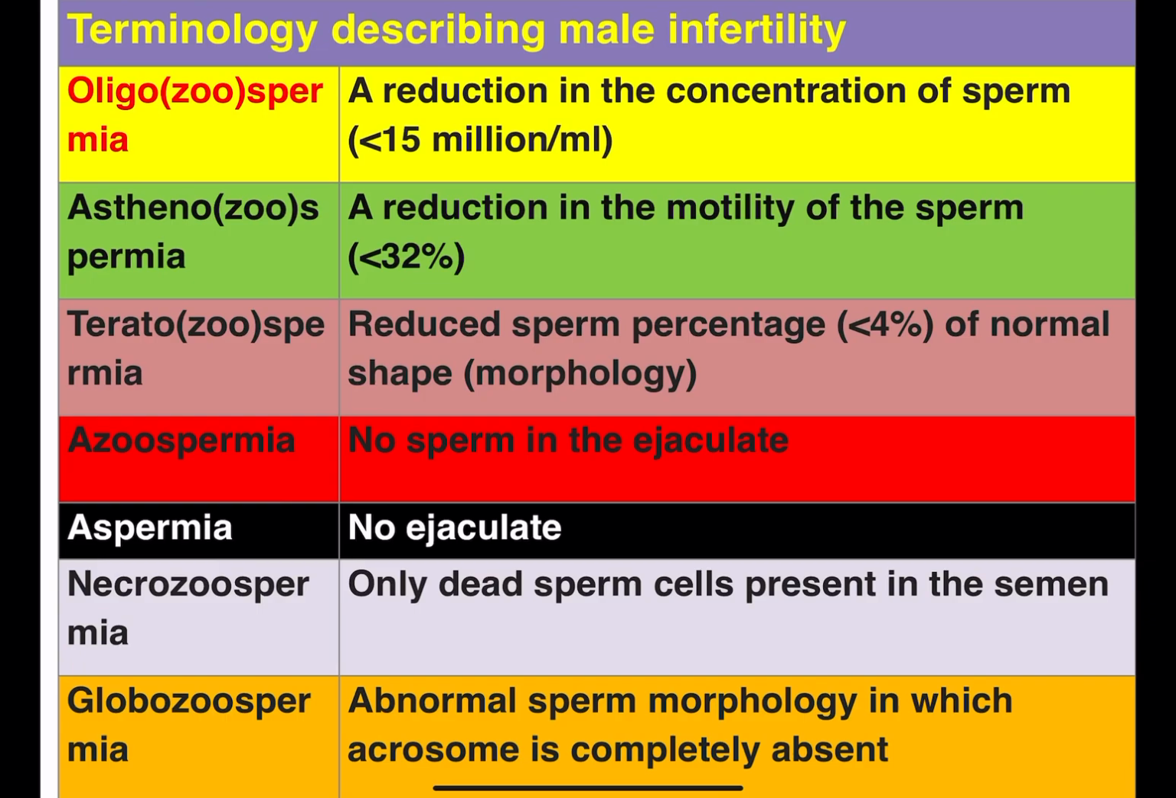Now, the terms that describe male infertility include the following. Oligospermia if the sperm count is less than 15 million per ml. Asthenospermia is a reduction in the motility of the sperm to less than 32%. Teratospermia means reduced normal morphology of the sperm to less than 4%. Azoospermia means there is no sperm in the ejaculate, zero. Aspermia means no ejaculate. These are the main terms used to describe male infertility.